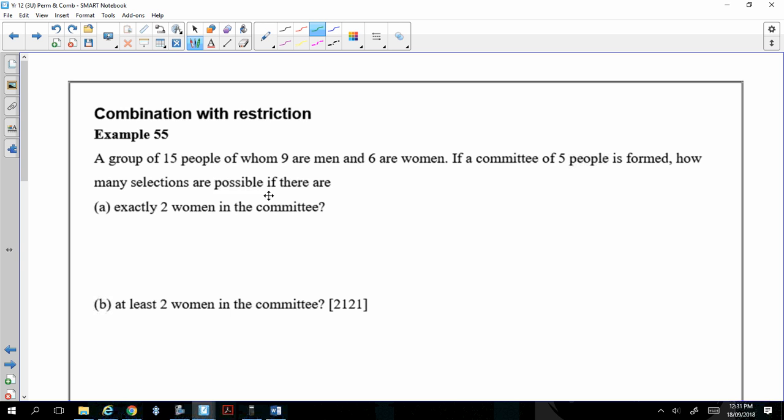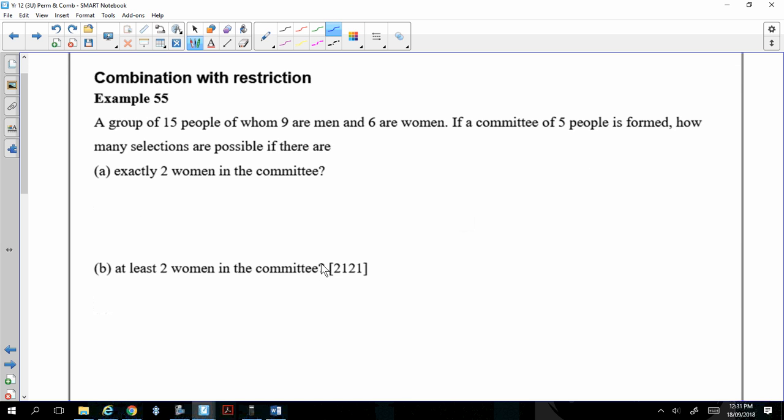Jessica, part A. Exactly 2 women in the committee. Yes, that's right, because you select exactly 2 women and then 3 men. Okay, 3 men, 2 women. Okay, good. So you should get the right. Oh, there's no answer. So let's work it out. 6C2 times 9C3. All right, you should get 1260.